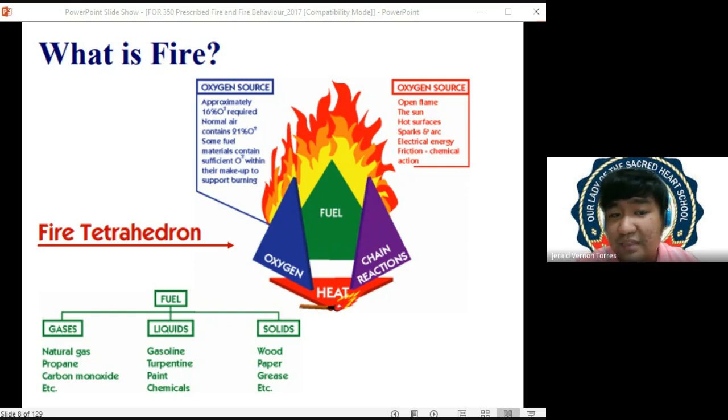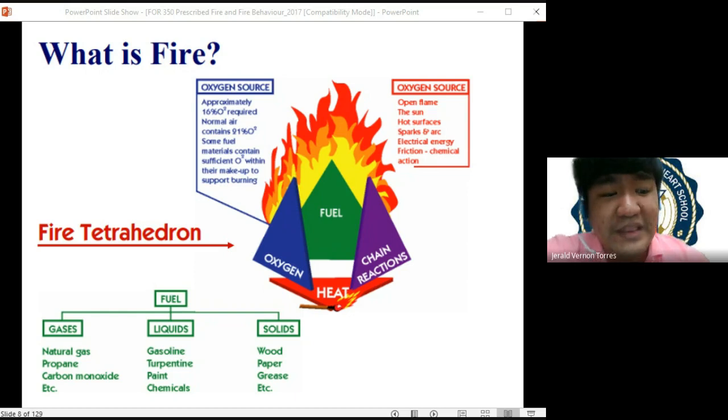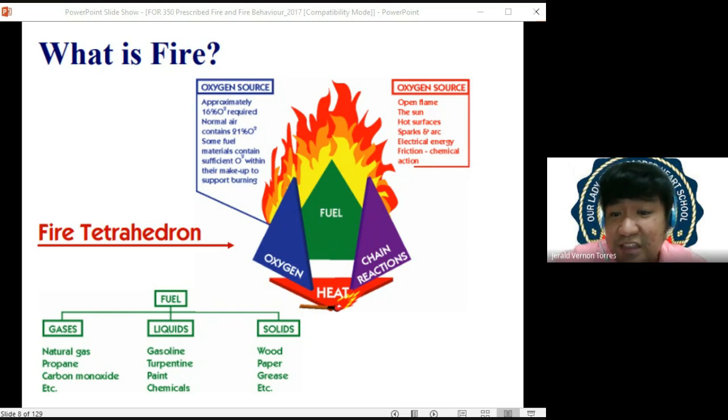Our fuel, class, when we're speaking of fuel, these are materials that can ignite. All fire starts at ignition. This fuel can be in the form of solid, liquid, and gas. Examples of solid fuels are wood, paper, and grease. Examples of liquid fuel are gasoline, turpentine, paint, and chemicals. Examples of gaseous fuel are natural gas, propane, and carbon monoxide. And there are so many more.